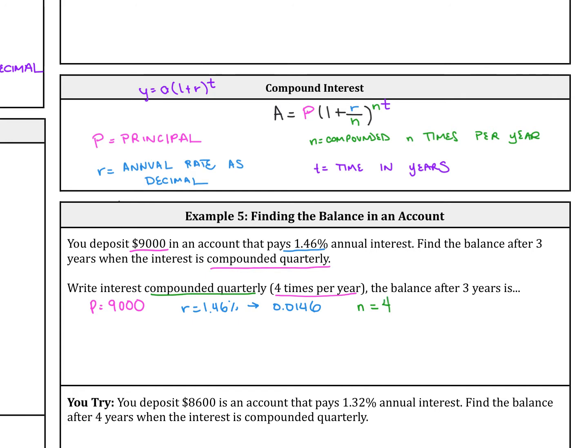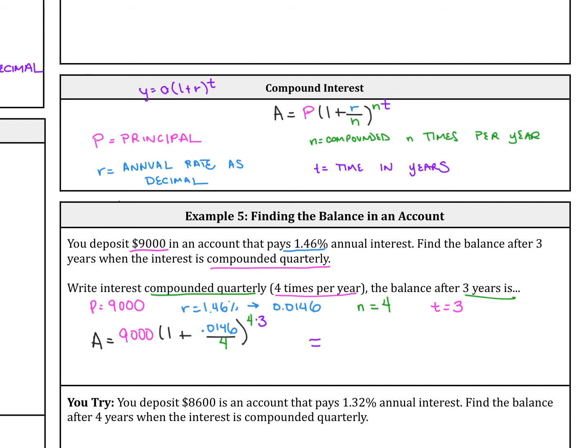Then our compounded quarterly is n. n equals 4. So first let's write the equation, plugging it into that formula. So A equals 9,000 times (1 plus r, which is 0.0146, over n, which is 4), raised to the 4, so that's the n, and then time is going to be 3 years, so we have to write that. So t equals 3, and so 4 times 3. Now we have to plug this all into our calculator and solve.